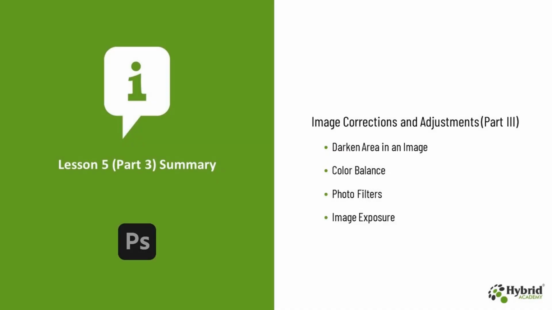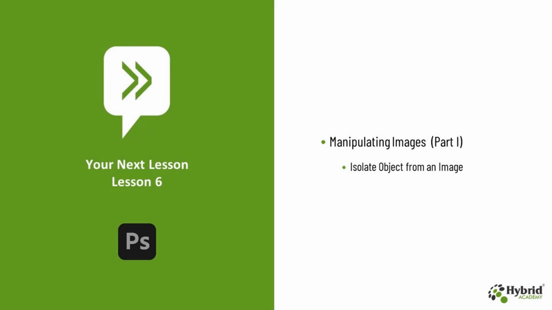So this brings us to the end of this session. Let's quickly summarize what we have learned. We learned how to darken an area in an image. We learned about color balance, photo filters, and image exposure. Moving further, in the next session, that is lesson 6, we will learn the first part of manipulating images, and specifically we will learn how to isolate an object from an image. So we will actually learn how to crop out a particular thing or the subject from an image so that we can adjust the background and we can accordingly update the main subject of the picture.